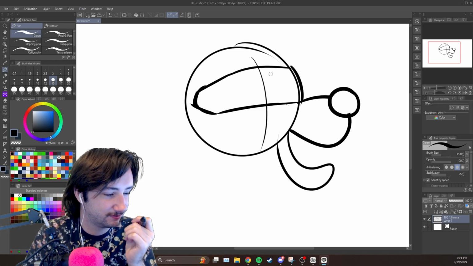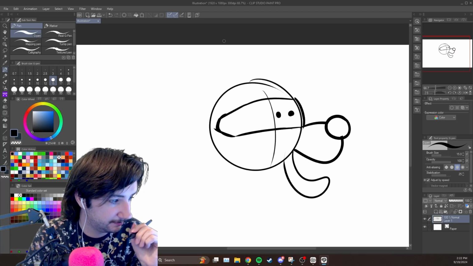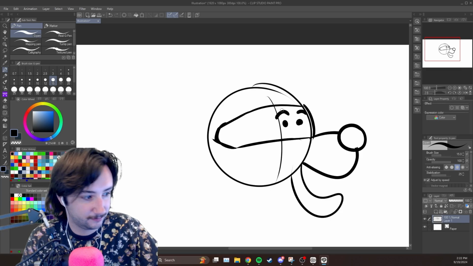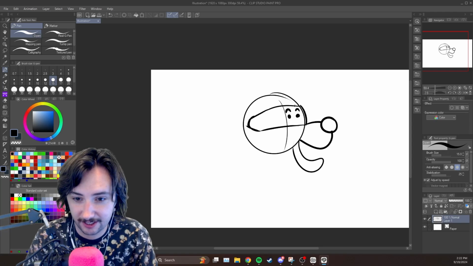Okay, within the visor, you're going to put 2 dots, and then above those 2 dots, this is still within the visor, you're going to put 2 parentheses on top that are just lines.